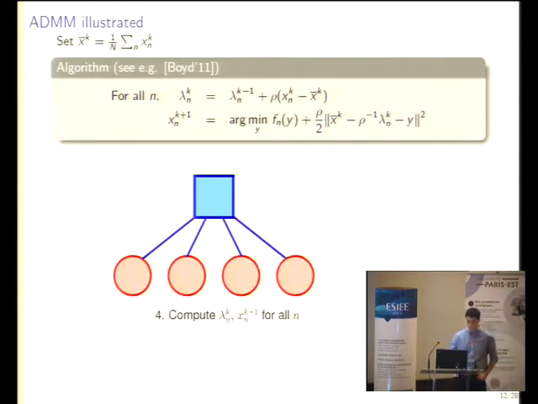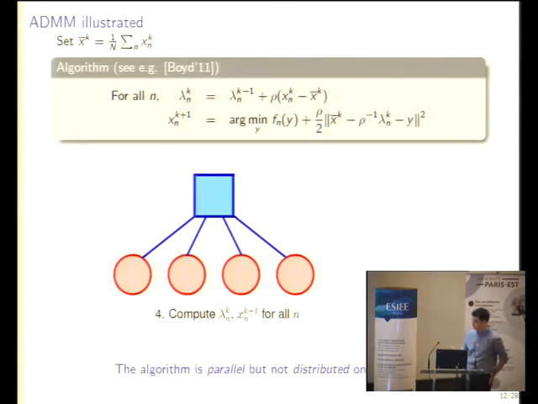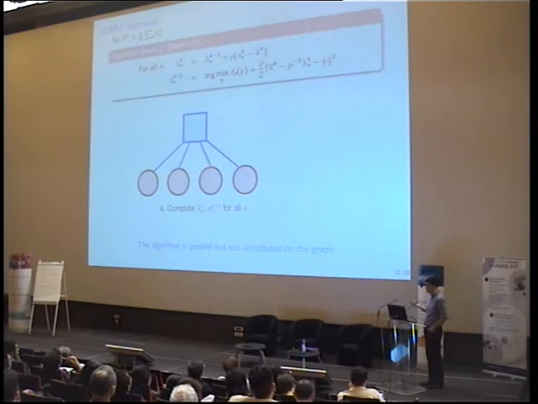And once this is done, we have only local computation. In particular, the agent n is able to update its local variables, lambda n and xn, by just applying this equation. And these equations only involve the function fn, which is the private cost function of this agent n. So this algorithm is parallel, but it is still not distributed on the graph.